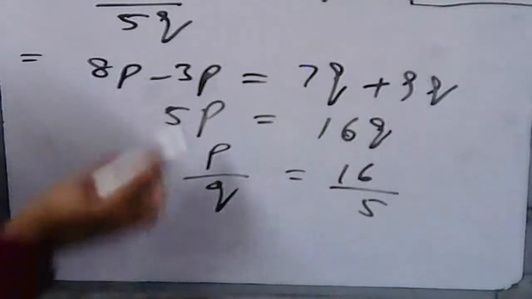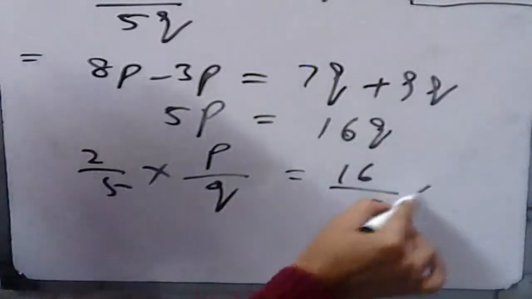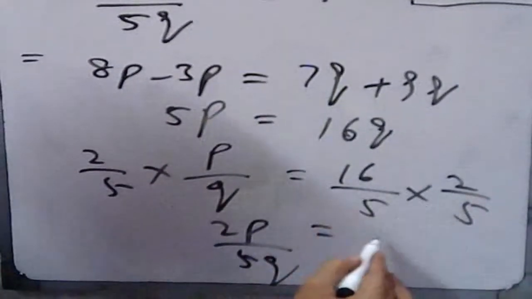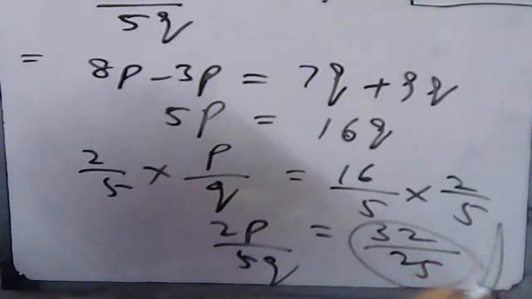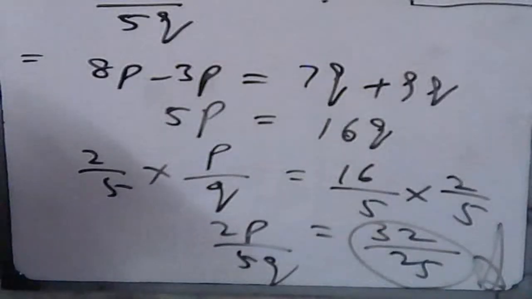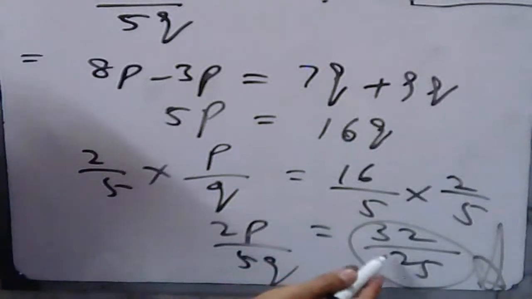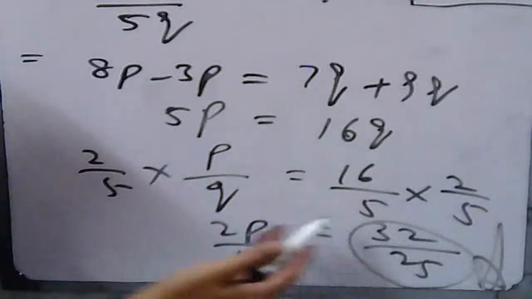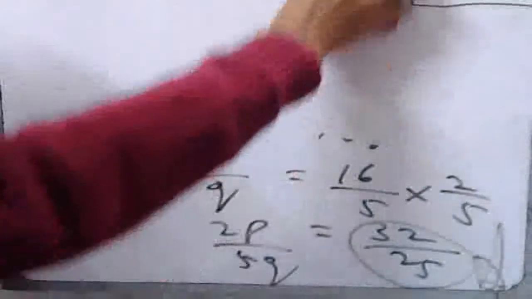So multiplying both sides by 2 by 5, you will get 2p by 5q is 16 times 2 by 5, 16 twos are 32, over 25. So 32 divided by 25 is your required result. Or you can write it as 1 whole 7 by 25, but up to here it is also okay, no problem, because there is no need to write it as a mixed number. So that is your answer.